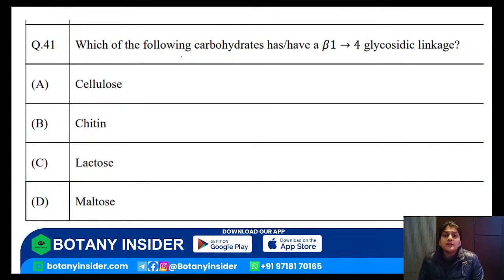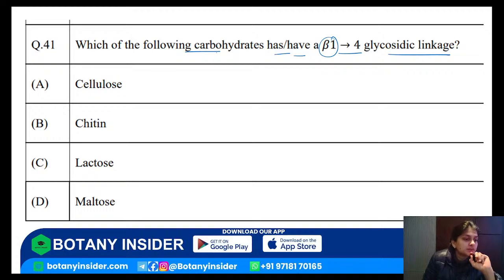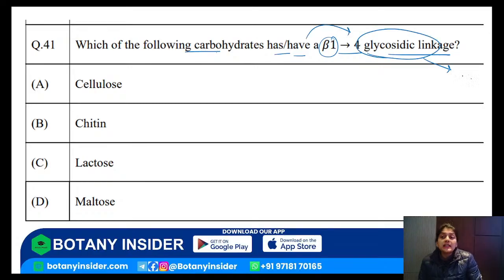First question: which of the following carbohydrates have or has a beta 1,4 glycosidic linkage? Mark the answer. Cellulose, chitin, lactose, maltose. What should be the answer? Easy. Mark the answer.